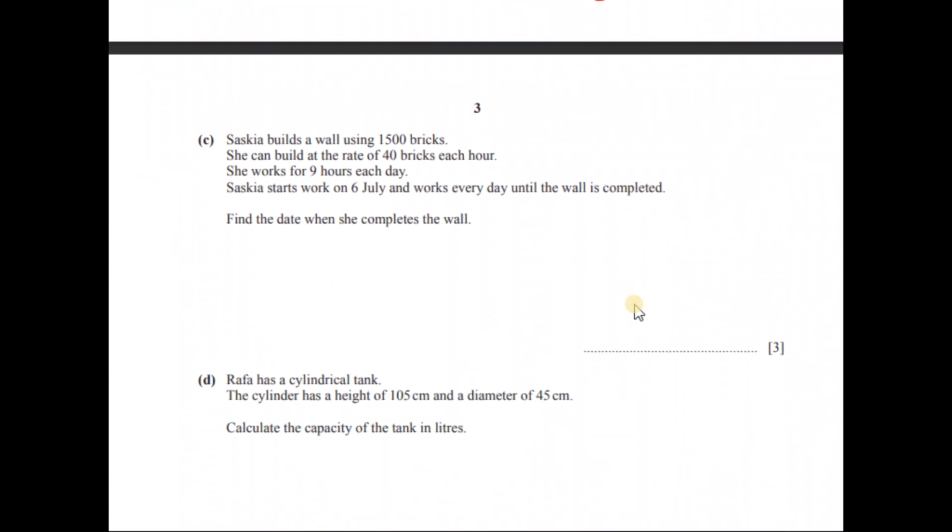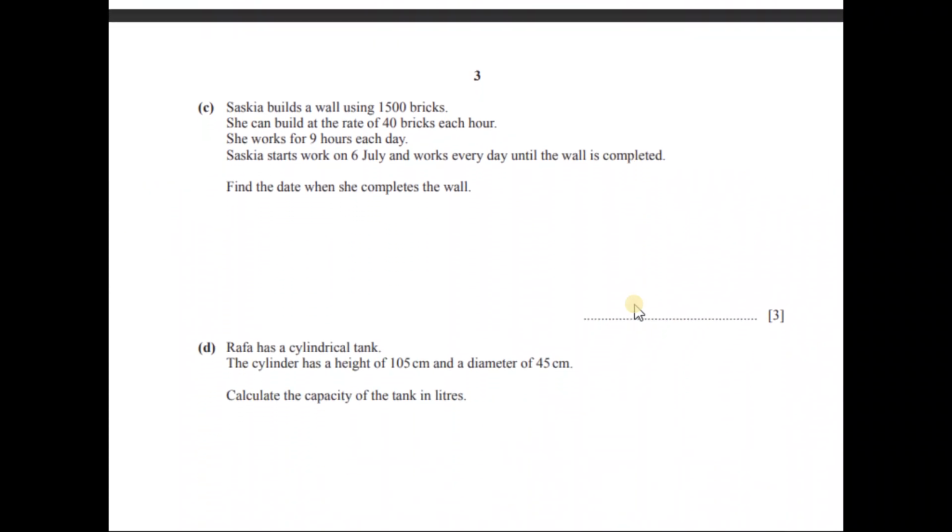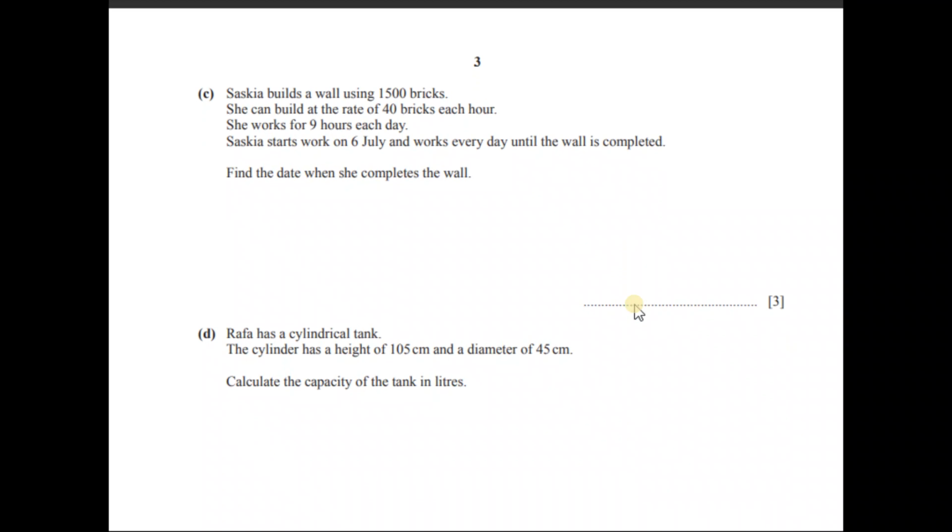I think we will move on to the next question now. Okay, now we are into the C part of the question. Part C states that Saskia builds a wall using 1500 bricks. She's building a wall which requires 1500 bricks. Now she can build at the rate of 40 bricks each hour. So we have to mark this. This is an important statement.